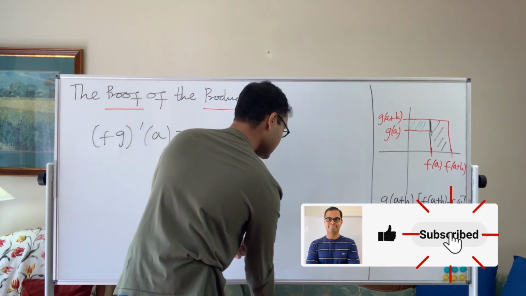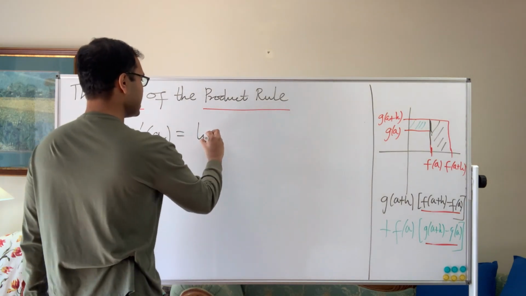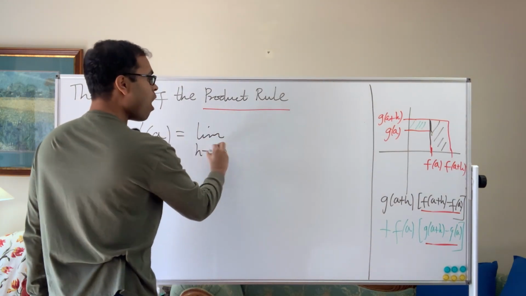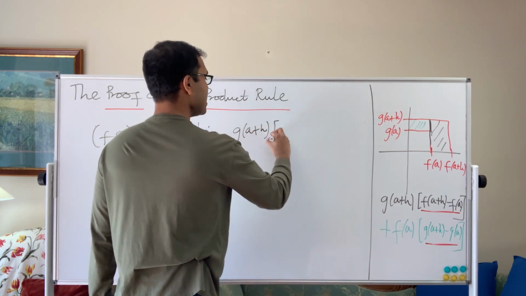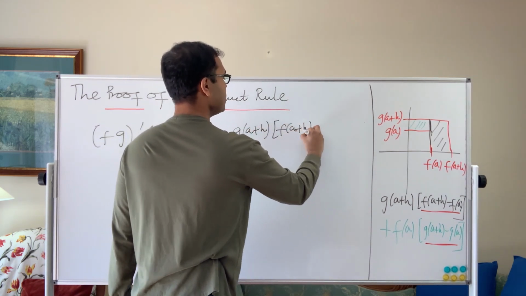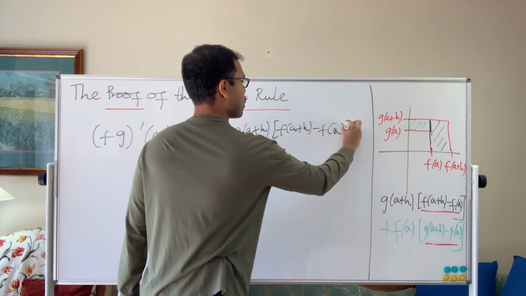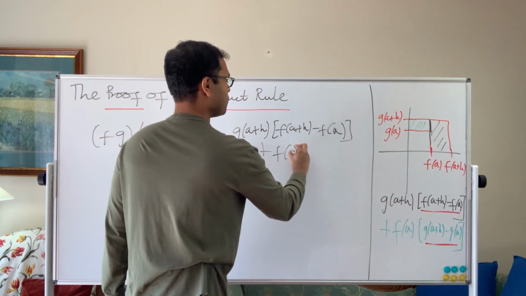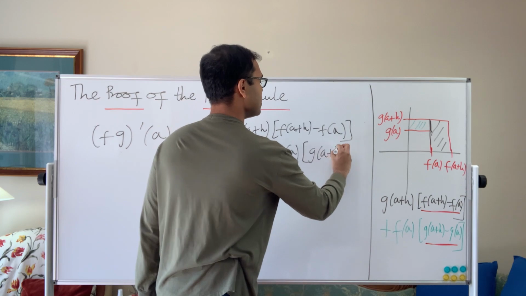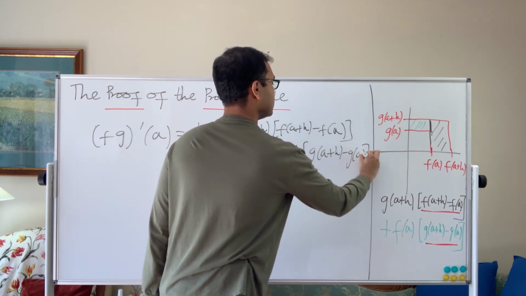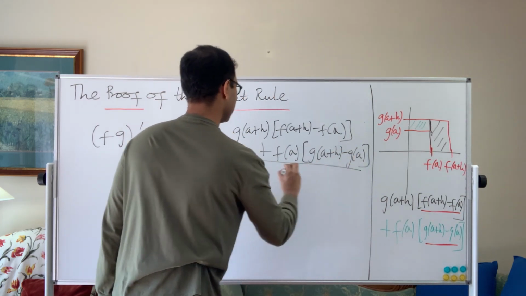So we've now reduced it so that the limit is the limit as h approaches 0 of g of a plus h times f of a plus h minus f of a, plus f of a times g of a plus h minus g of a, the whole thing divided by h.